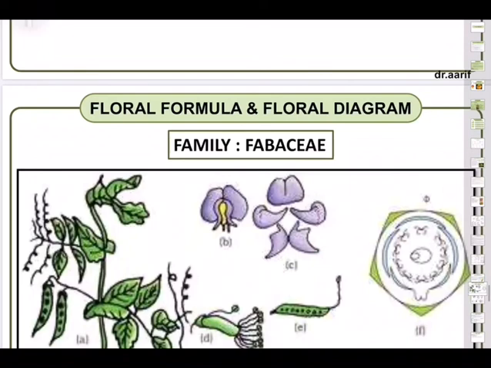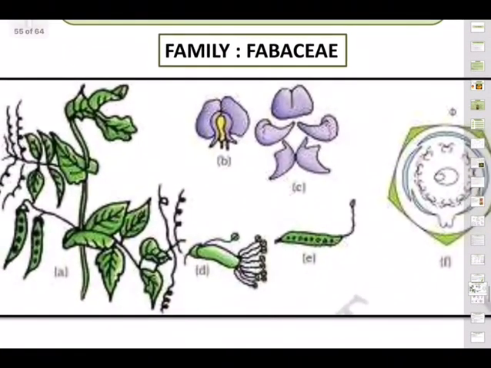I said in 11th class we have got 3 families. Family number 1 is Fabaceae. Look at this, and I want you to focus on the floral diagram. This is how we write the floral diagrams. So this is the whole plant, and we are talking about various parts like sepals, petals, androecium, gynoecium, and the overall diagram this way.